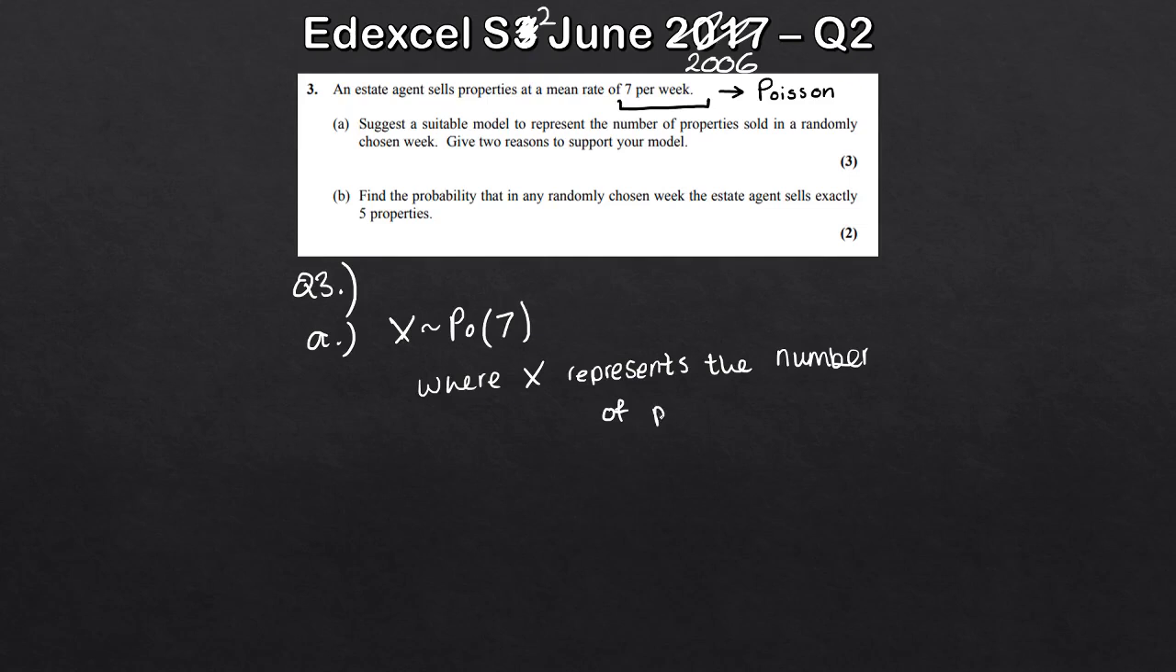What I'm going to do first is just define the variable that I'm using. So I'm going to use x here. So x is a Poisson distribution. The lambda value here is just the mean. So we've got a mean rate of 7 per week. So lambda is 7 there. And then let's just define x, where x represents the number of properties sold in a week.